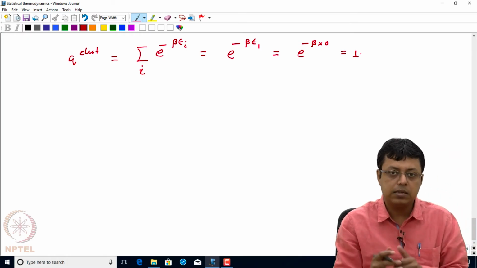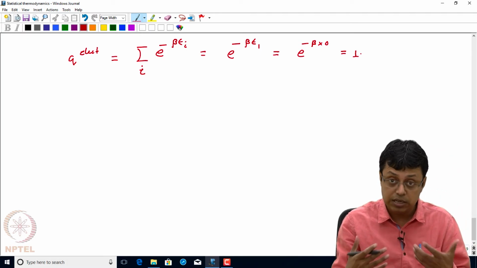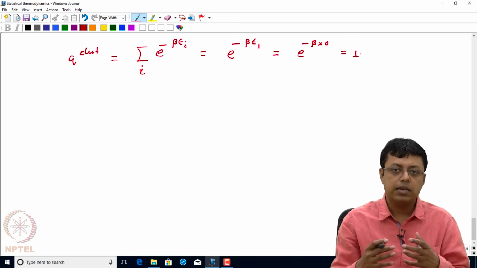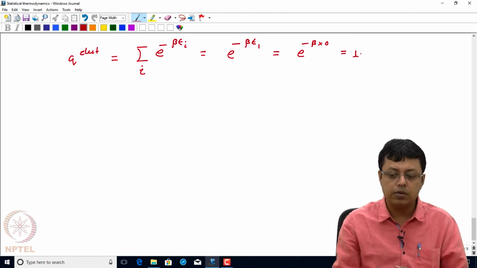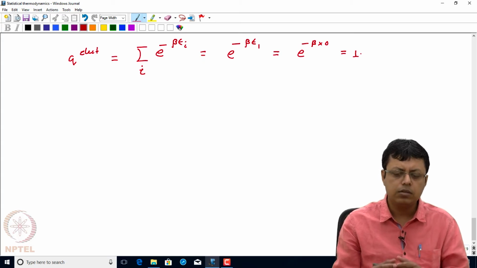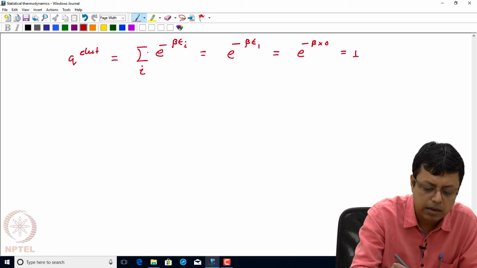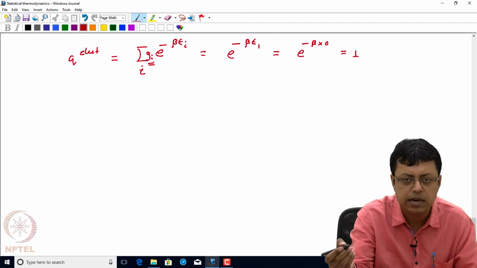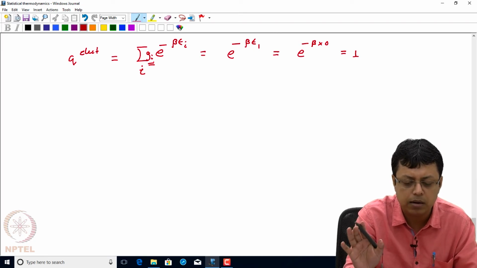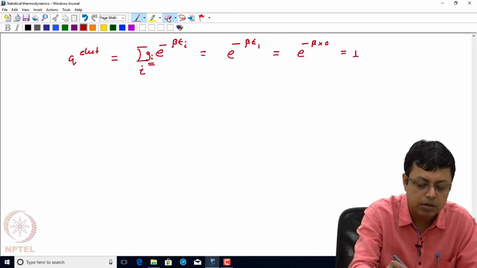So unless the electronic ground state is degenerate, say for radicals, where I have an unpaired electron, so then I'll have a doublet state in the ground state. In those cases, the partition function will be 2. Because you can think that I basically have a degeneracy of 2, and that degeneracy gets multiplied, but the other part is the same.